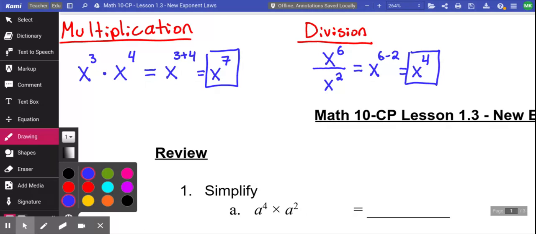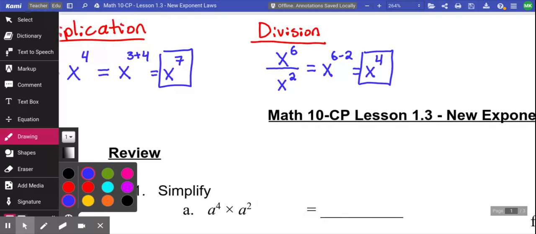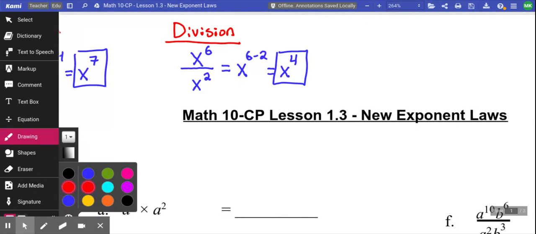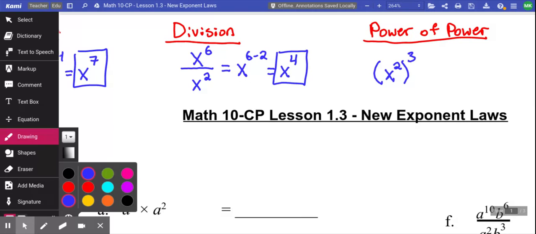Those were the 2 main ones. We see those things all the time. The third one that we learned, which was on Tuesday last week, I called it power of a power. It's what happens when you have more than 1 exponent. So for instance, you have a base of x squared and then another exponent on top of that. We call that a power of a power, an exponent with an exponent. What do we do in those situations?